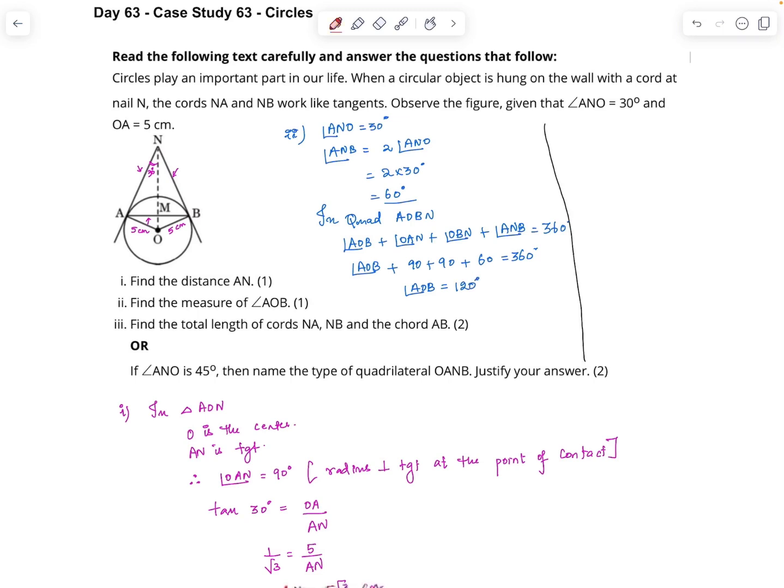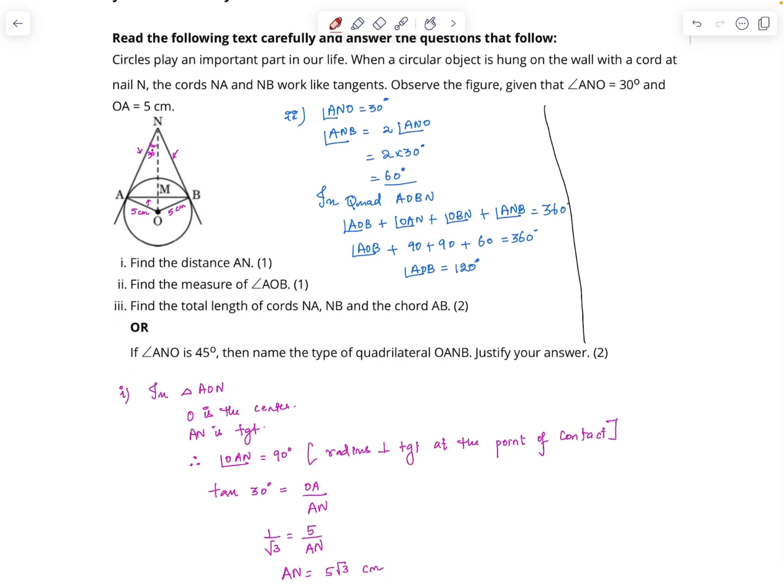Question 3. Find the total length of the chords NA, NB and the chord AB. We have calculated the length of the chord NA in the first subdivision. NA is 5 root 3 centimeter. NB and NA are equal in length. Therefore, NB is also 5 root 3 centimeter.